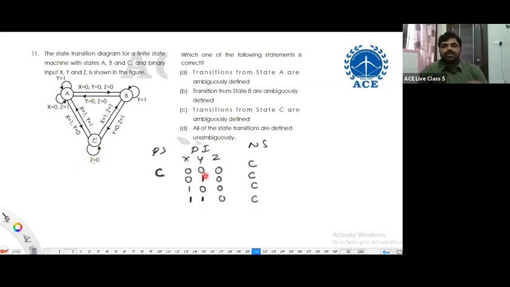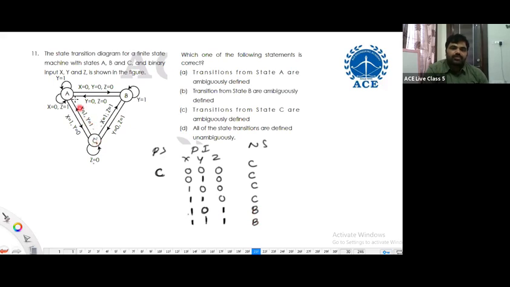That means XY can be 0, 0, 0, 1, 1, 0, 1, 1. For all these, Z equal to 0, next state is what? C. So from C, X equals to 1, Z equals to 1, what is next state? B. From C, X equals to 1, Z equals to 1, next state is B. Y can be 0 or 1. X and Z are 1, 1. Y can be 0 or 1. What is the next state? B. Check it correctly.